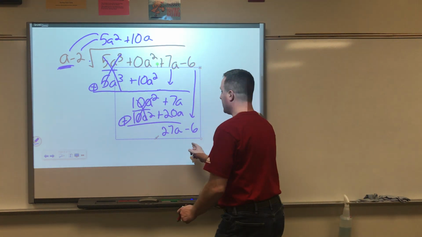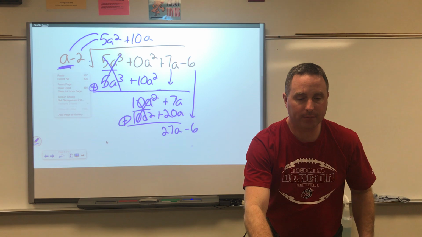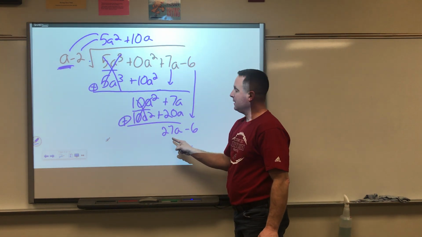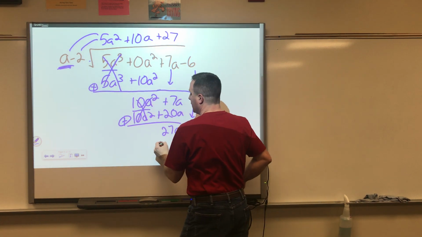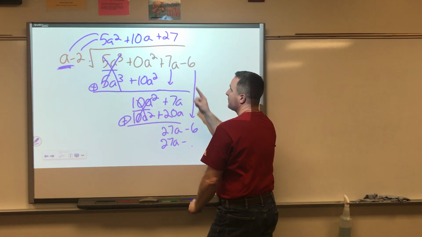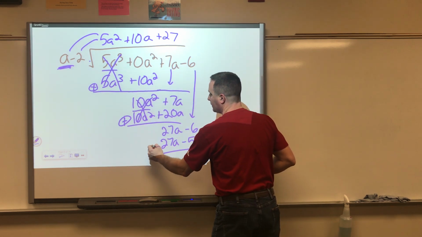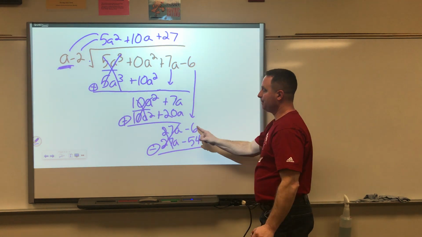Okay, what do I multiply a by to get 27a? I need a positive 27. If I distribute out there, I get 27a. 27 times 2 is negative 54, and if I subtract, those go away.